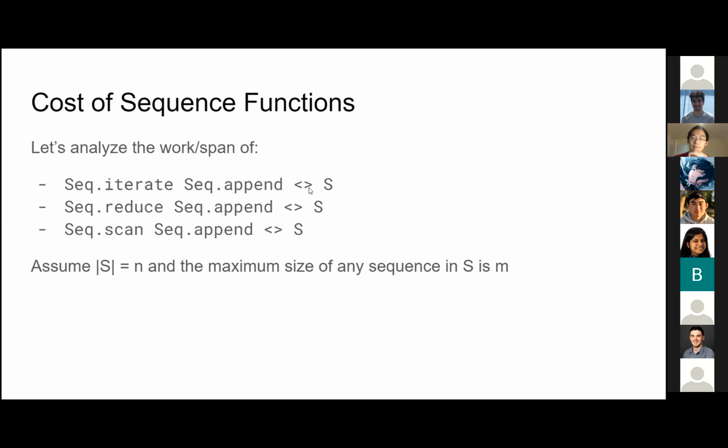So seq.append has O of size of A plus size of B work, where A and B are the two sequences that we're appending. So here, this is basically like flattening a 2D array, right? If you have a sequence of sequences, we're appending all of them together using these three different functions. So throughout this, we're going to say that the size of the outer sequence S is n, and the maximum size of any inner sequence is m.